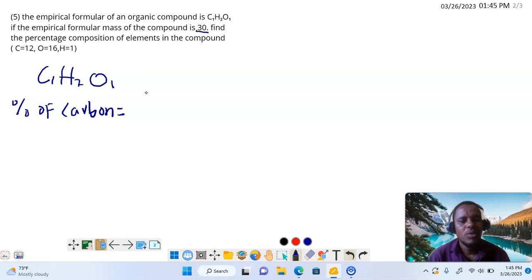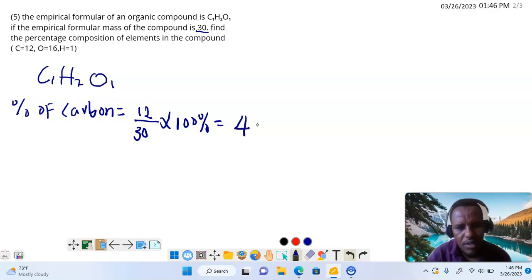The percentage of carbon is 12, the mass of carbon, divided by the total mass of the whole compound, which is 30, then multiplied by 100%. Is this hard? Very simple. 12 divided by 30 times 100, you get 40%. This is 40% of carbon.